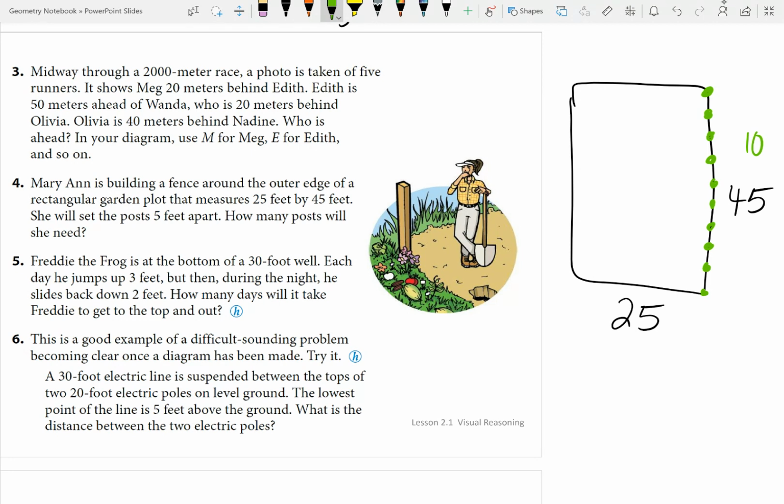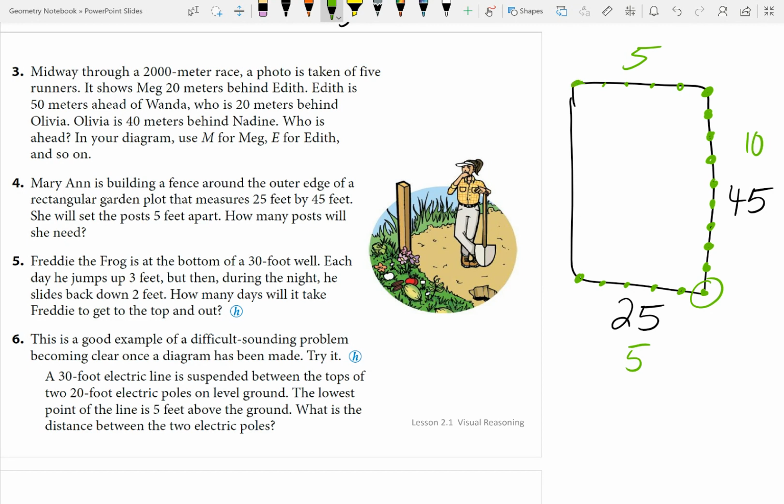And then we're going to go 5, 10, 15, 20, 25. And so we already counted this one, so that would make it just 5 on this side. And it should be pretty self-explanatory to see that it's also 5 on this side.